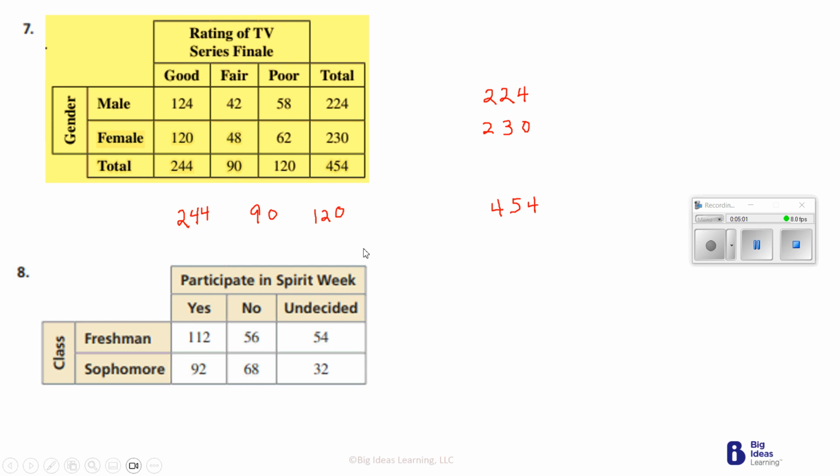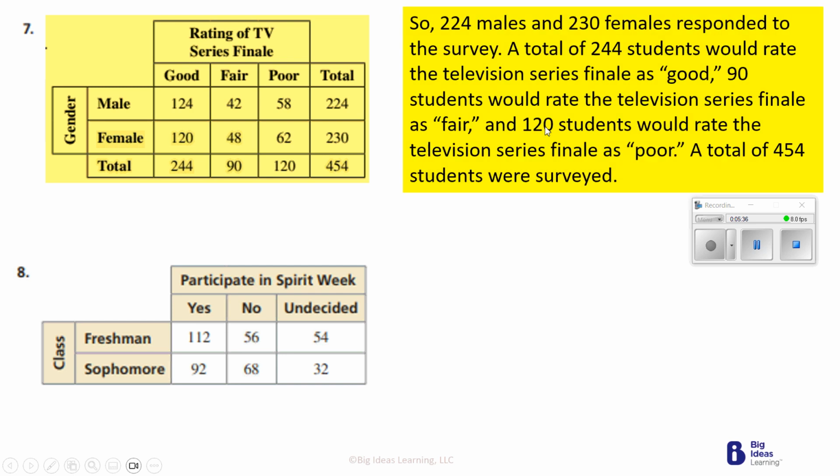So what does this all mean? Let's see, get rid of this. What it means is that for rating the TV series, for good, fair, or poor, there were 224 males that were asked, 230 females that were asked. Of the total people that were asked, 244 of them thought it was good, a good rating for the series finale. 90 thought it was fair, and 120 thought it was poor. There were 454 people asked altogether. That's what it says here.